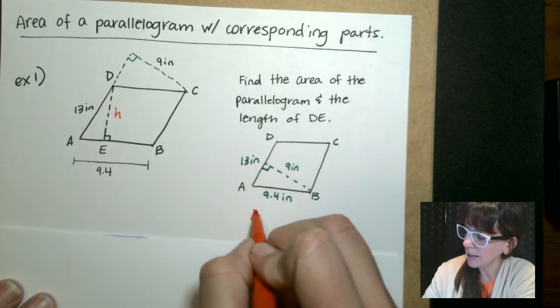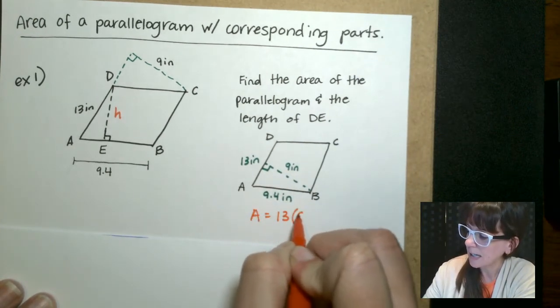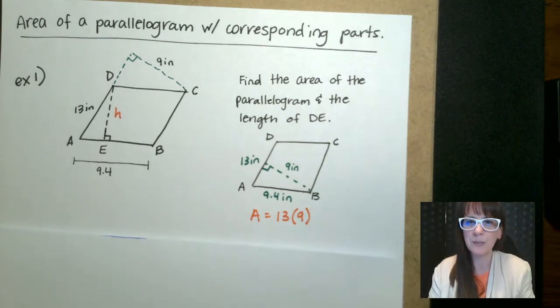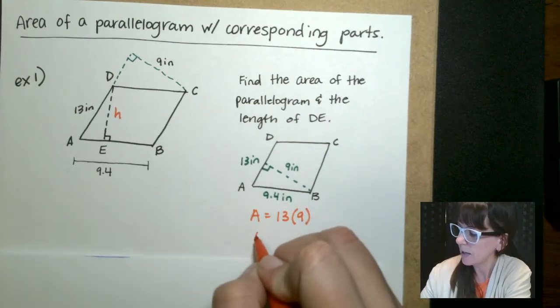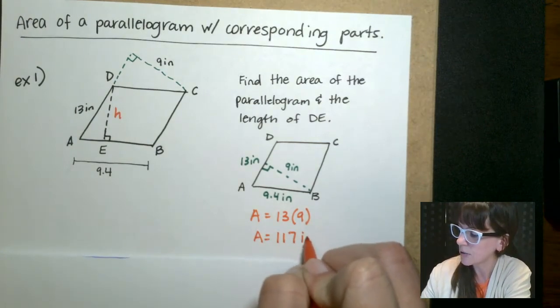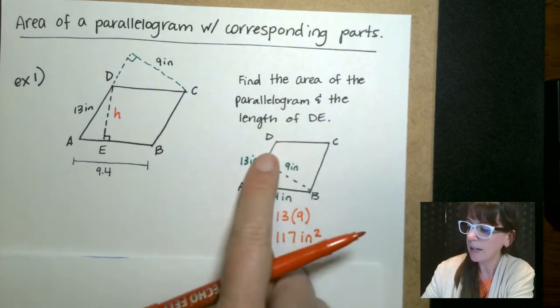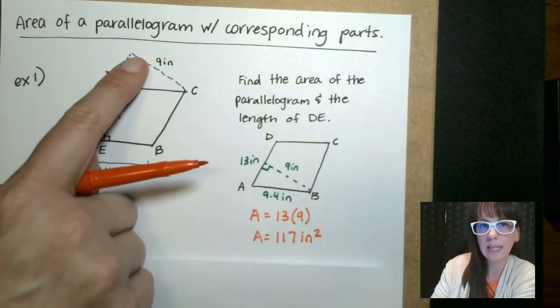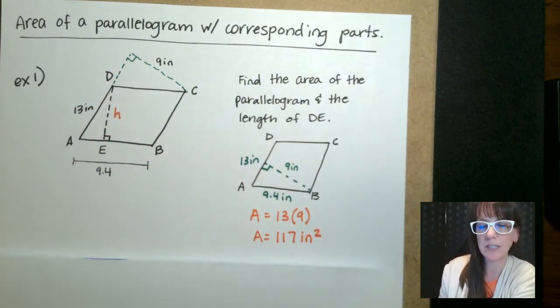So the area equals 13 times 9. If I knew my 13 times 9, I don't know. I have been doing this forever and I still don't know. 117. So the area equals 117 inches squared. So the area of this parallelogram, and all I did was slide this down, is 117 inches squared.